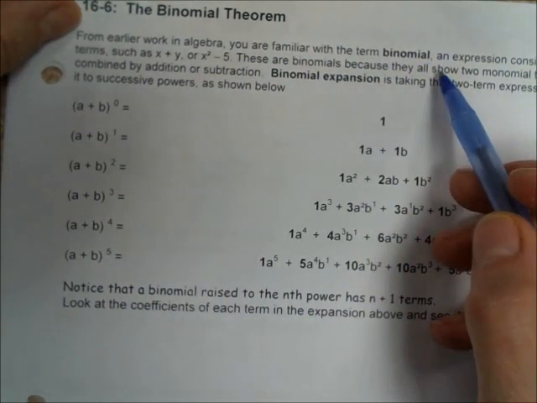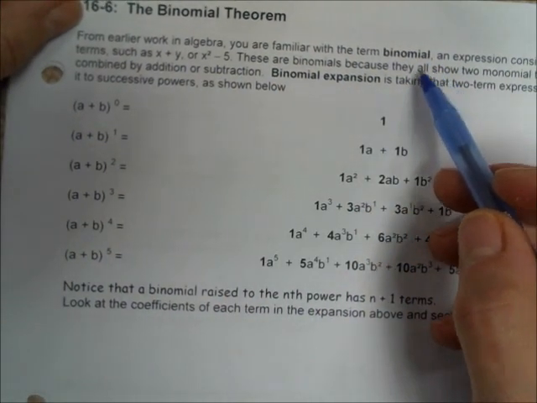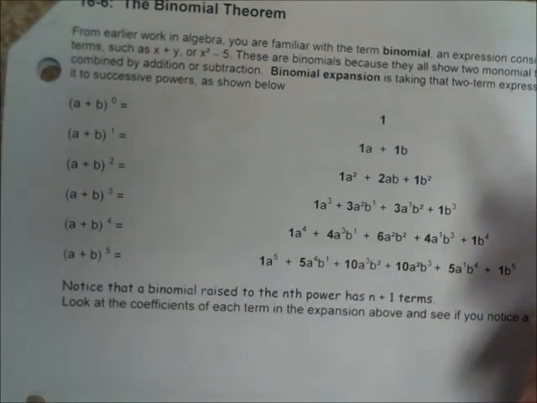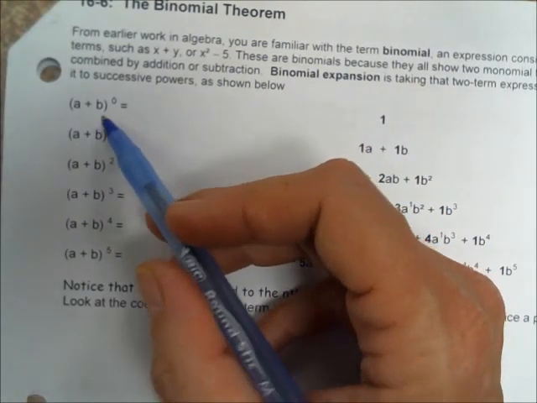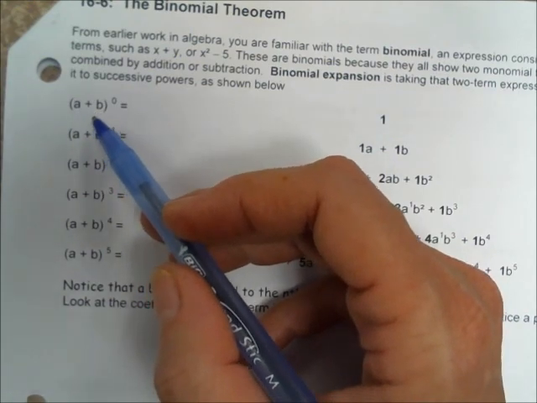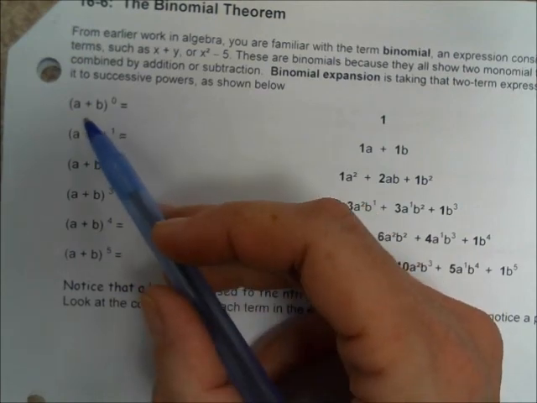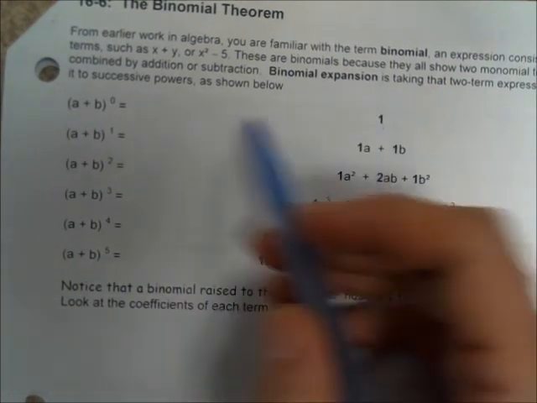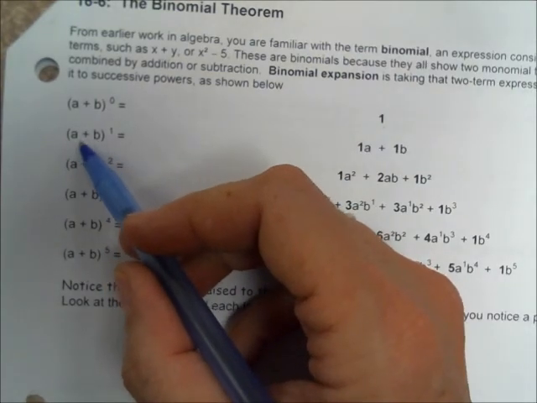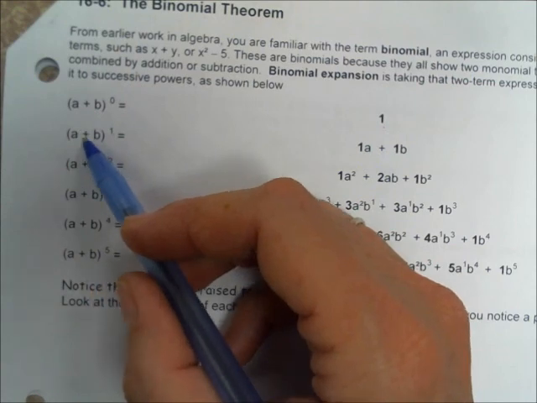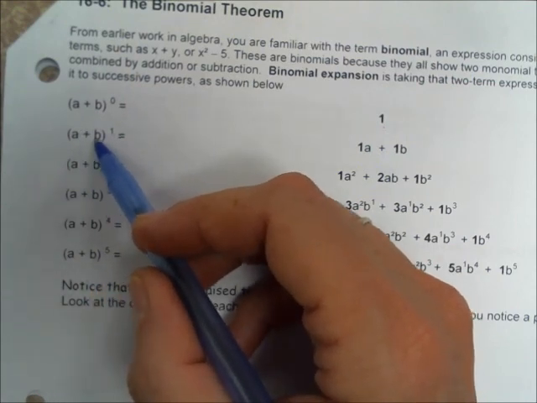And up here there's a little introduction that tells you what the binomial theorem really is all about. But in essence, you can follow a pretty interesting pattern. And watch this pattern. If you raise anything to the 0 power, you get 1. If you raise anything, even a binomial, to the first power, you come up with itself. So a plus b to the first is just a plus b.